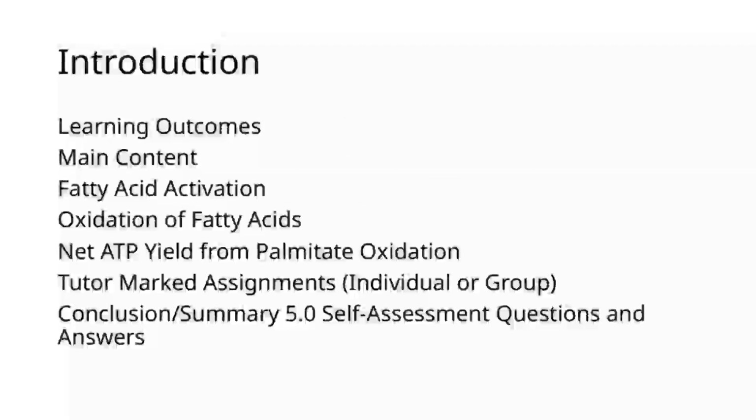Welcome to this section on learning outcomes. Here, we'll focus on understanding the key processes involved in fatty acid metabolism. We'll explore fatty acid activation, which is the first critical step, followed by the oxidation of fatty acids that leads to energy production. It's important to grasp the net ATP yield from palmitate oxidation, as it highlights the energy efficiency of fat as a fuel source.